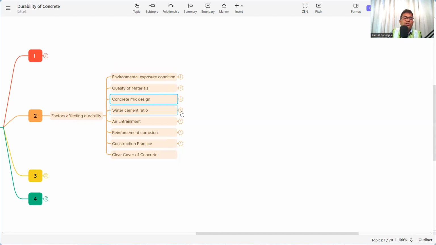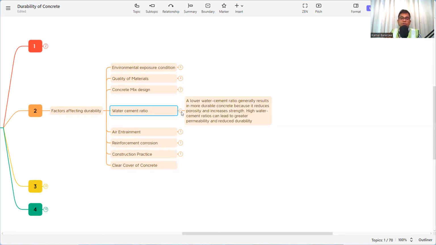Then water cement ratio. We all know that water cement ratio is the main thing of a concrete mix design. A lower water cement ratio generally results in more durable concrete because it reduces porosity and increases strength. A high water cement ratio can lead to greater permeability and reduced durability. So we need to make this water cement ratio optimal, neither above nor below.